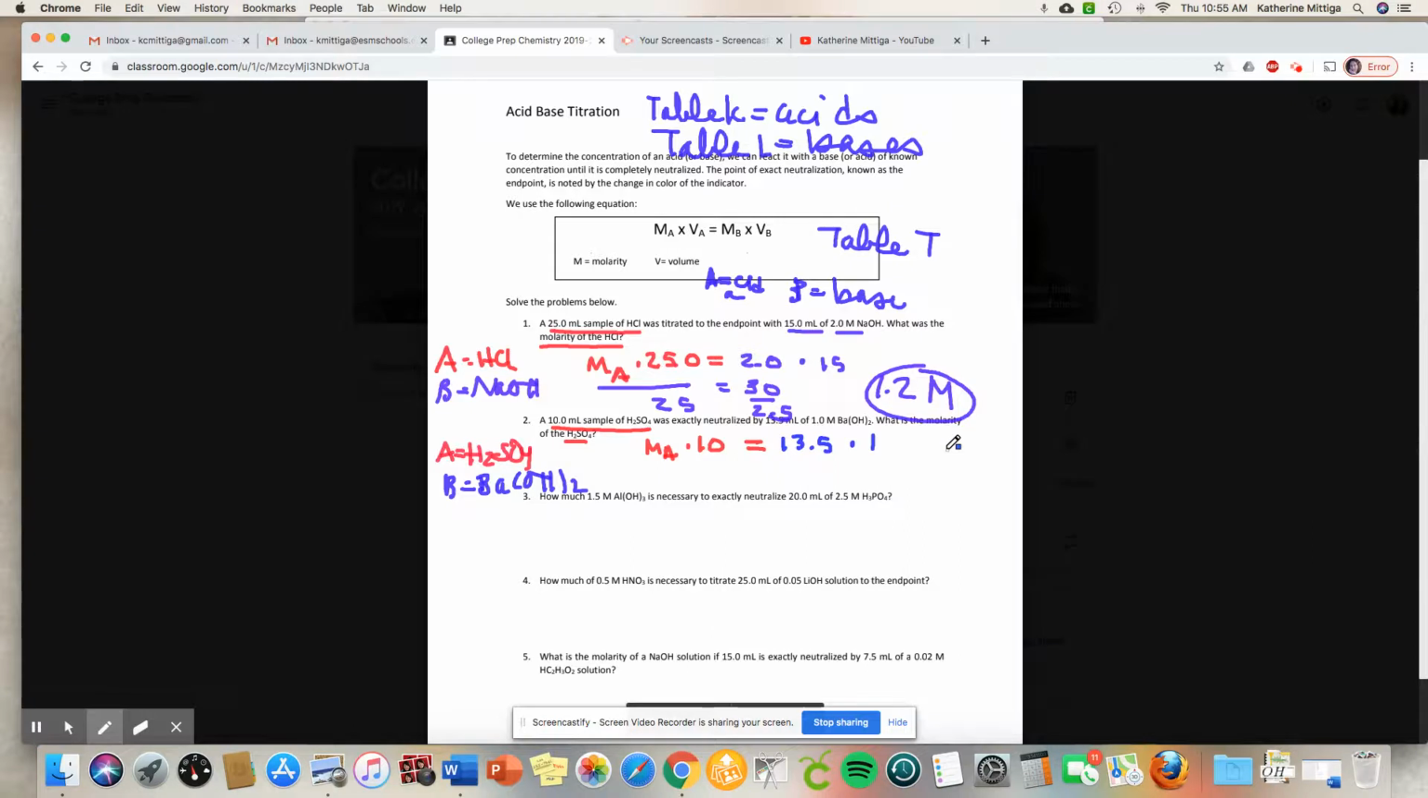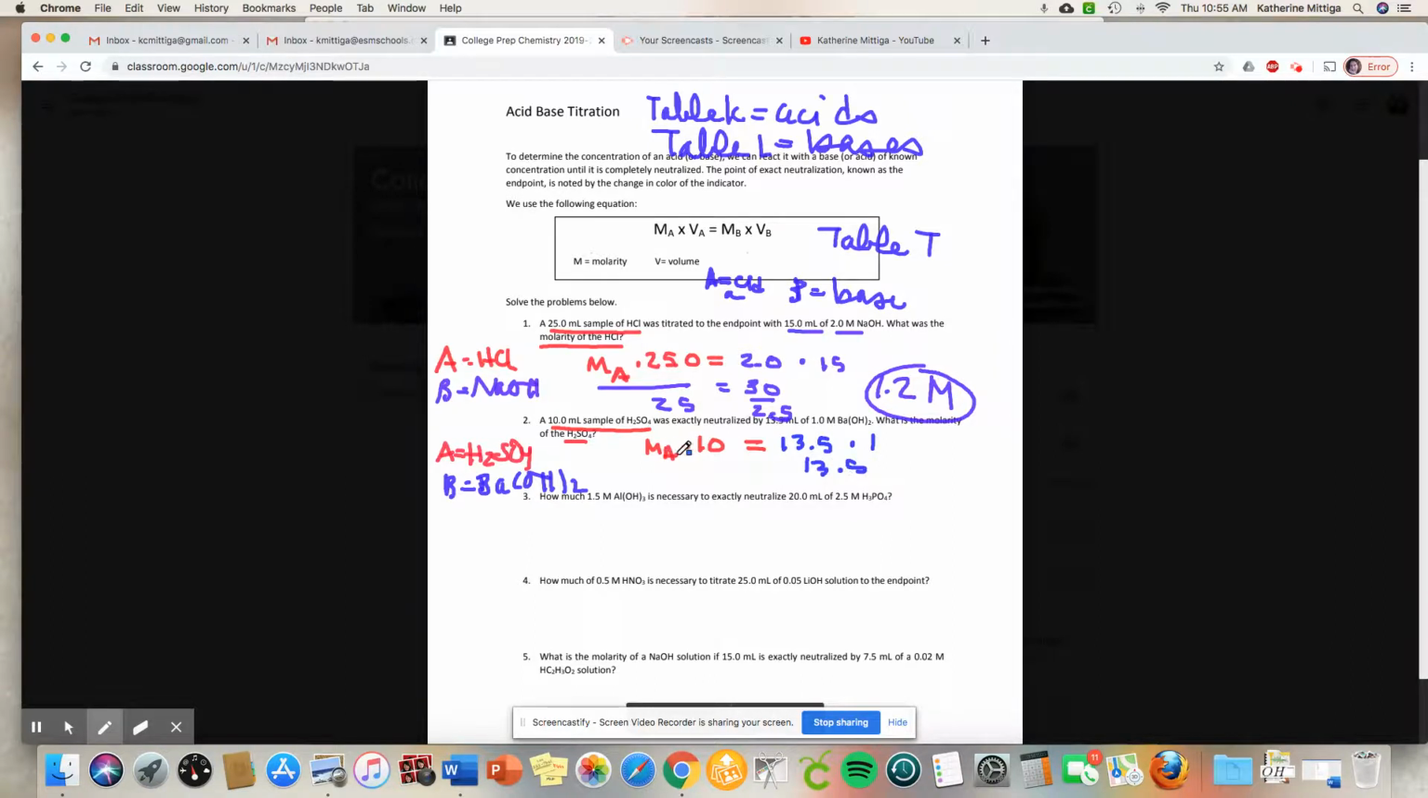Now, you'll notice that the formula says molarity comes first and then the volume. But you'll notice now I just wrote volume first. It's because of the commutative property of multiplication. It doesn't matter which way you write them. So 13.5 times 1 is 13.5.